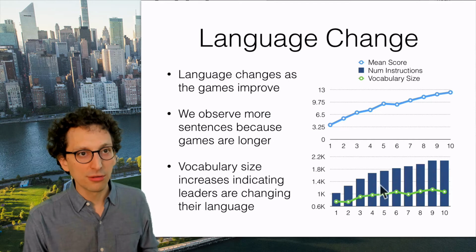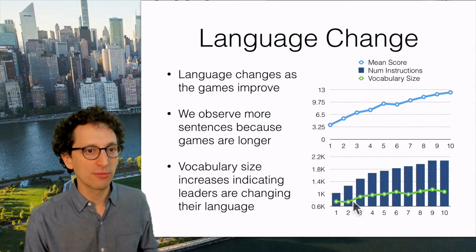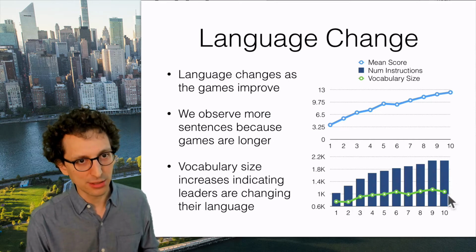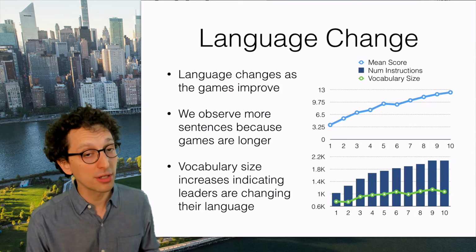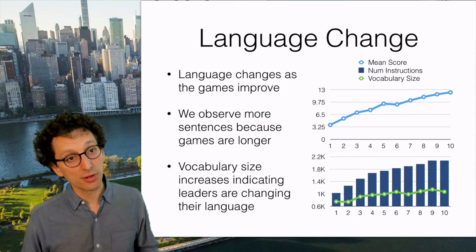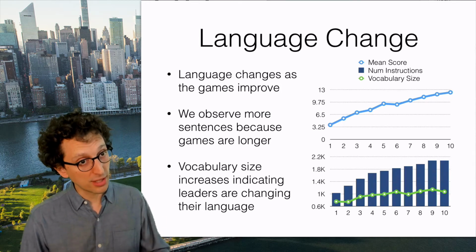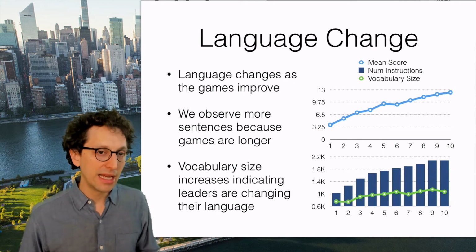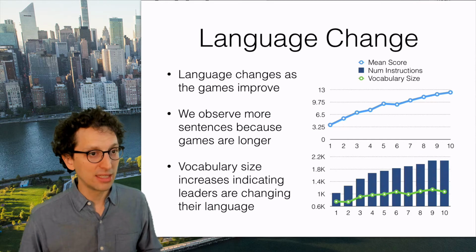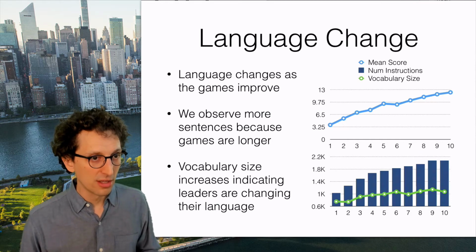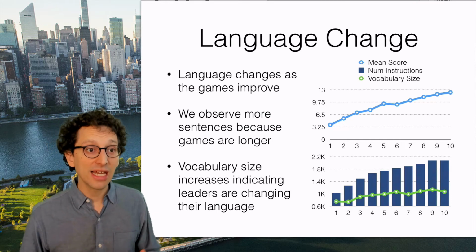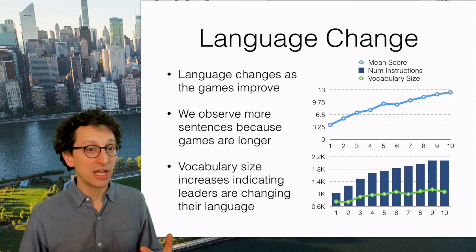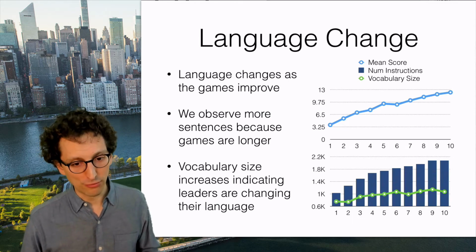So this was the number of instructions. The vocabulary size was the green one. The number of instructions is also increasing, and this is not surprising because as you get higher scores, you are getting more turns to execute them, so you can give more instructions. So the vocabulary size increases, indicating that leaders are changing their language over time.